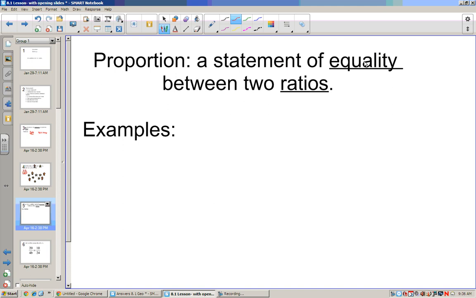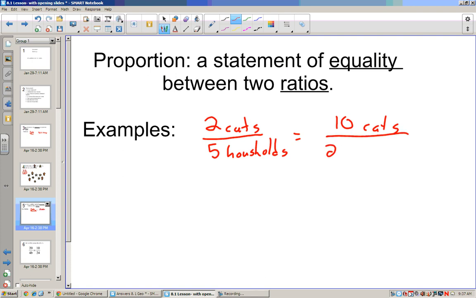Now, a proportion is a statement of equality between two ratios. Say we could say 2 cats per 5 households in a particular neighborhood. So if there are 10 cats, then that would be in 25 households. I don't know why I'm obsessed with cats in the first few slides, but there it is. So 2 to 5 is the same as 10 to 25.